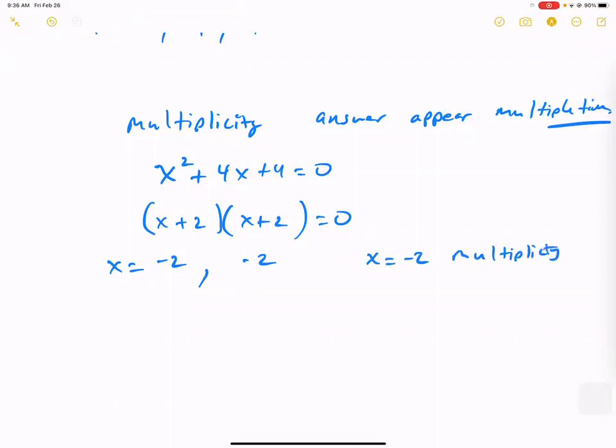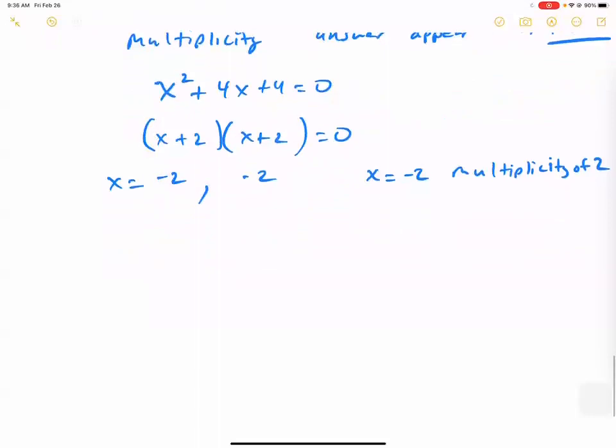Multiplicity. Whoops, I lost an I there. I'm terrible at writing. Multiplicity of 2. And what I mean by that is negative 2 happened twice. That answer is just repeating itself.